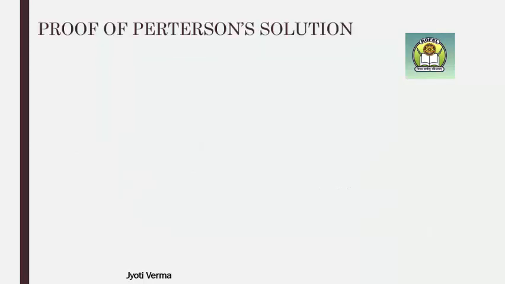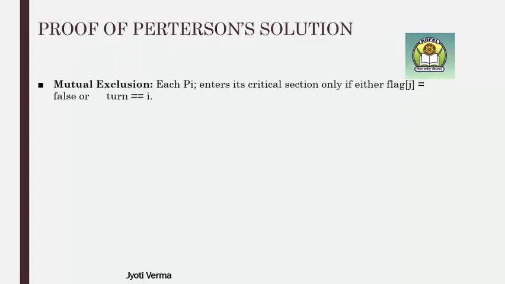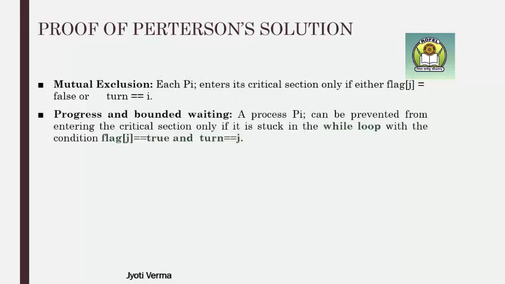Proof of the Peterson solution: it satisfies all three conditions of the critical section, that is mutual exclusion, bounded waiting and progress. Mutual exclusion: each process Pi enters its critical section only if either flag[j] equals false or turn equals i. And bounded waiting: a process Pi can be prevented from entering the critical section only if it is stuck in the while loop with the condition flag[j] equals true and turn equals j.